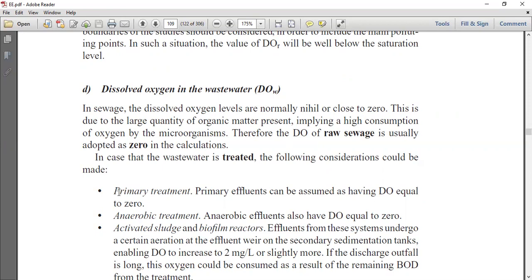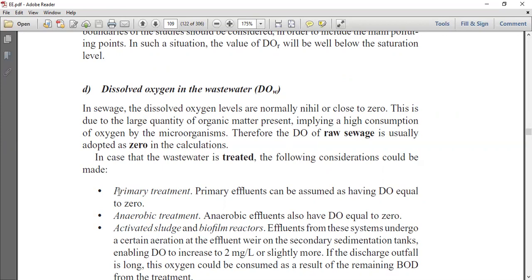In case the wastewater is treated, the following considerations could be made. The first is primary treatment. Primary effluents can be assumed as having DO equal to zero. Anaerobic treatment: anaerobic effluent also has a DO equal to zero. Then activated sludge and biofilm reactors.